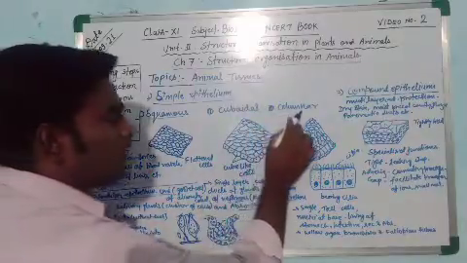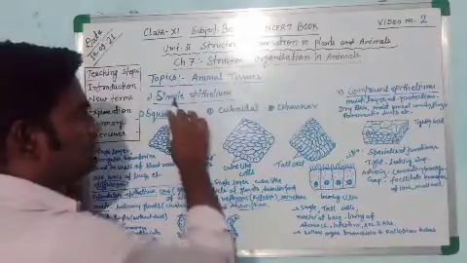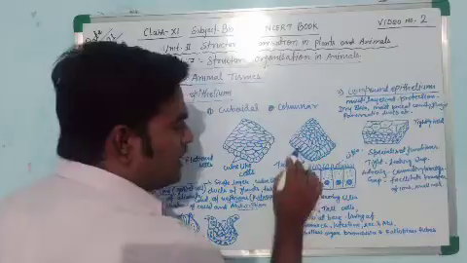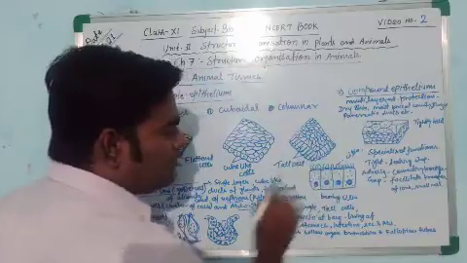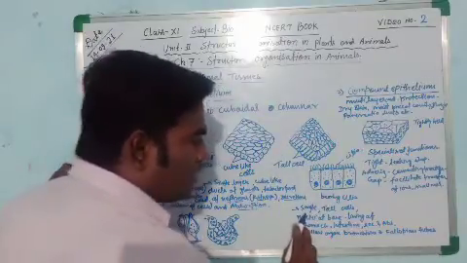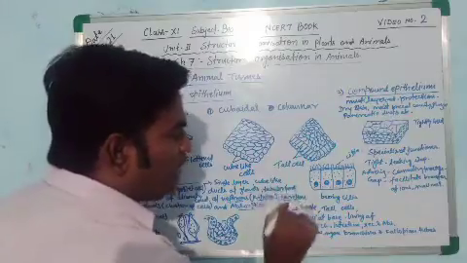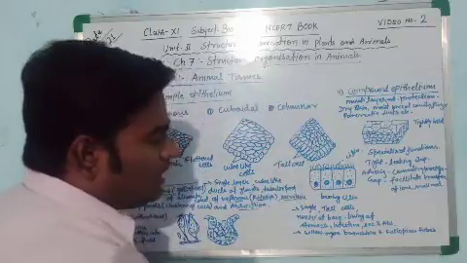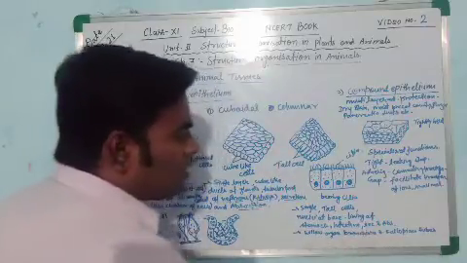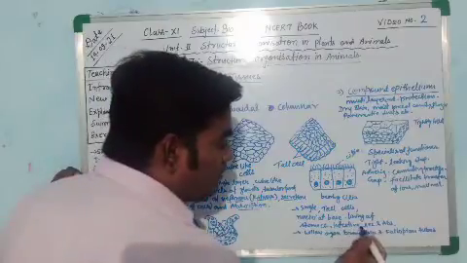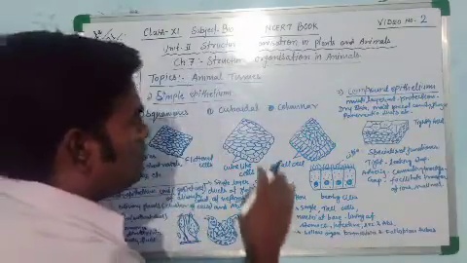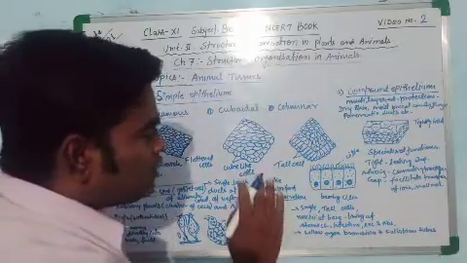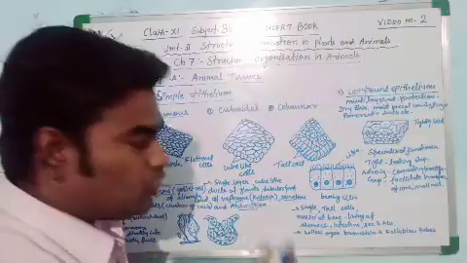Now the third one is the columnar epithelium. The simple columnar epithelium has tall, cylinder-shaped cells. This is also a single layer of cells, and the nuclei are present in these cells at their base. The lining of the stomach and the lining of the intestine are formed by columnar epithelium cells, and their function is also secretion and absorption.